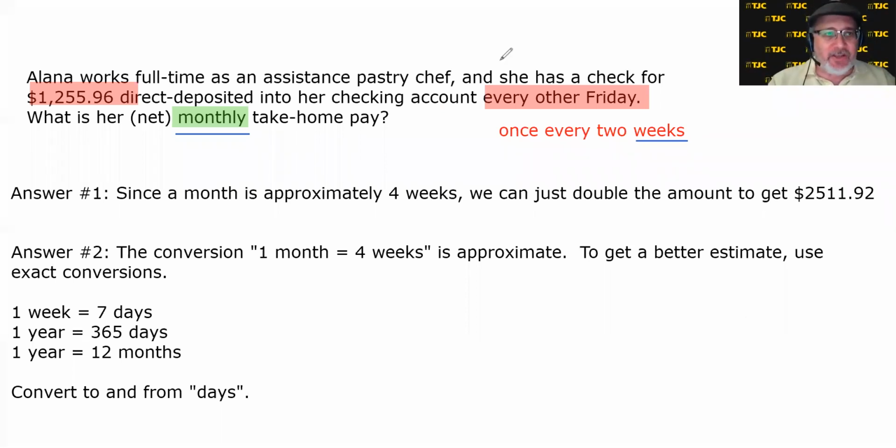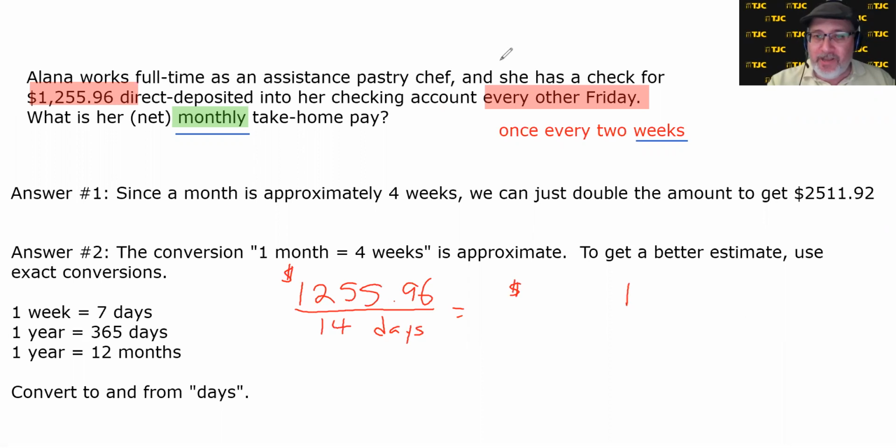We know that she gets $1,255.96 every 2 weeks. But how many days are in 2 weeks? 14. So if we take her pay every 2 weeks and divide it by 14, we get how much she makes per day on average. $1,255.96 divided by 14 is, to the nearest cent, $89.71.